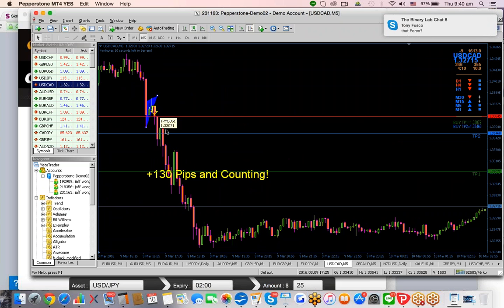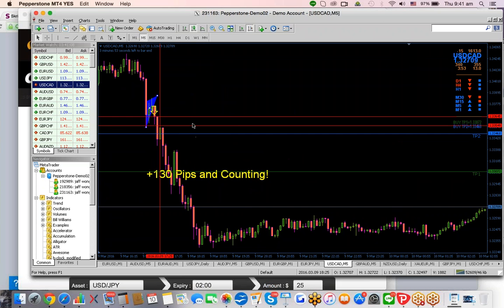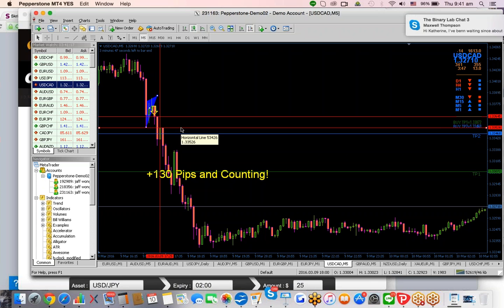It would have been 130 pips and counting, depending on expiry time. The expiry that we got was really short. It was like 15 minutes. So the expiry time that we got, it actually finished hereabouts, which was not very much of a win, but it was still about a nice 10, 12 pips or so.